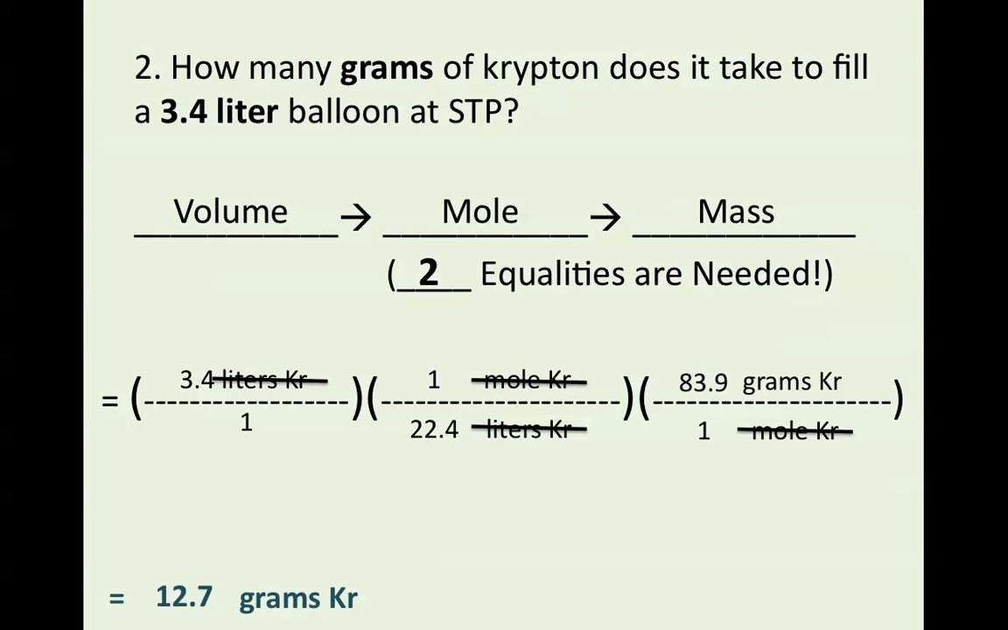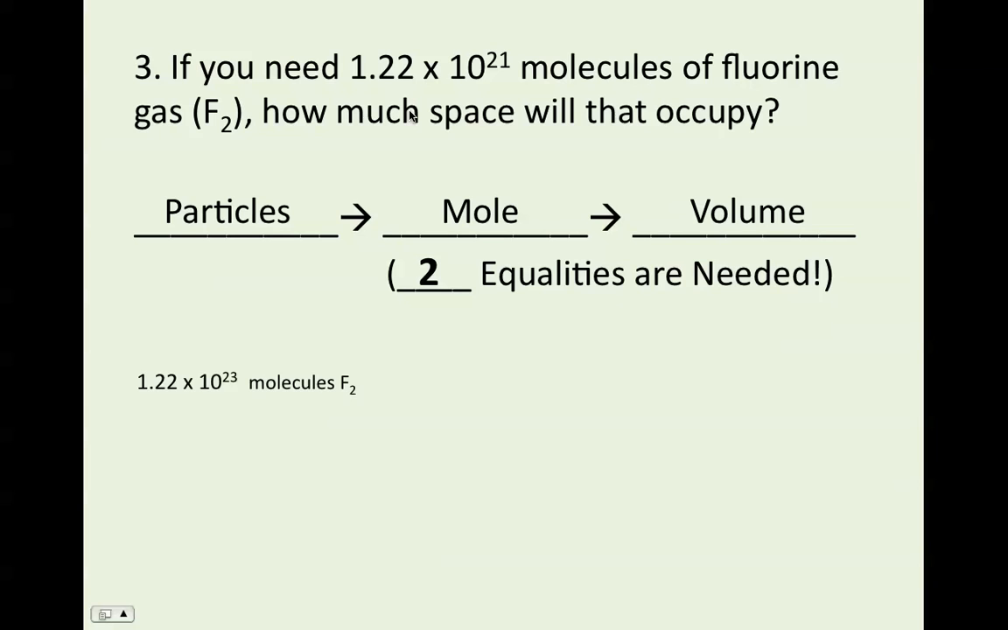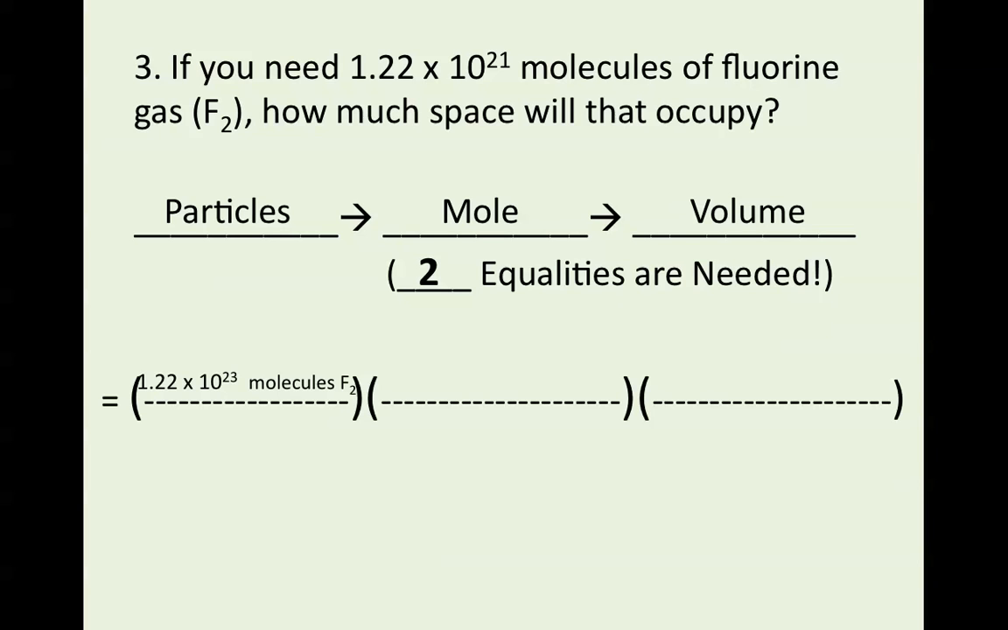All right, and finally, we're going from molecules or particles of a gas to how much space, meaning volume. So we're going to go from particles to moles to volume, so we need 2 equalities in order to get there. Again, starting with what we're given, we're going to write out our first equality that takes us from particles to moles, which is 6.02 times 10 to the 23rd molecules of F2, which is equal to 1 mole of fluorine.